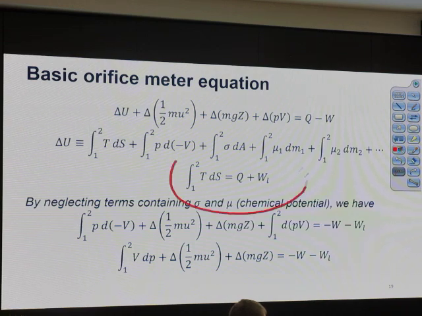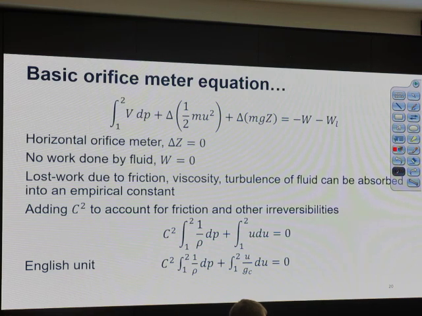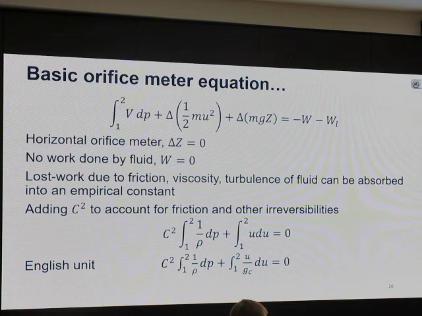Eventually, we get TdS equal to Q plus W_L. W_L is work due to friction. They call it lost work. Okay, we assume horizontal flow. Delta Z equal to 0. No work done by fluid. Okay.